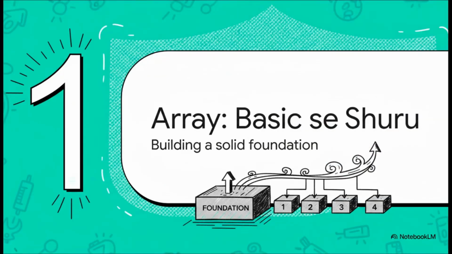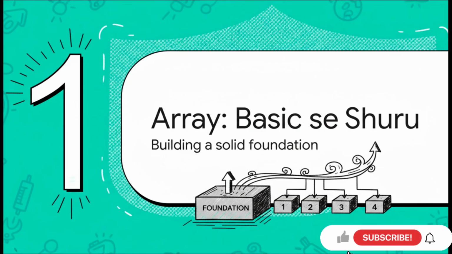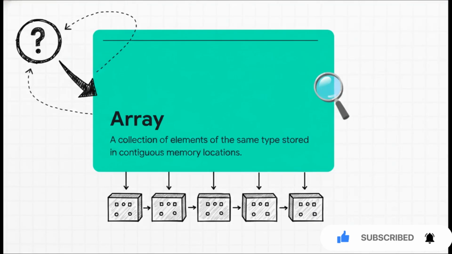All right, so we're starting right from scratch, absolute zero. We're going to build such a strong foundation that no question, and I mean no question, can shake you. So, what even is an array? In simple words, it's a collection of items, or elements, of the same type. And they're all stored one after the other in memory, in contiguous locations. Just remember these two things: same data type and contiguous memory.